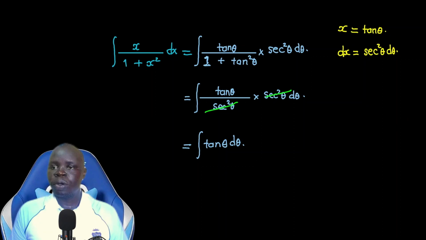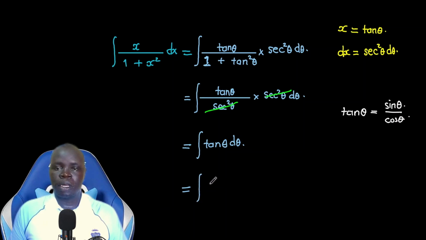So we also know that the identity tan theta is the same as sine theta over cos theta. Let us substitute tan theta with sine theta over cos theta with respect to theta.